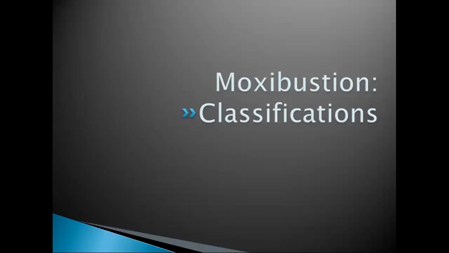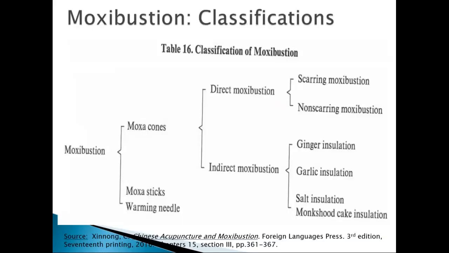So, moxibustion, you classify it in terms of techniques, no? We have the moxa cones, moxa sticks, and warming needle. For the moxa cones, you have direct and indirect moxa. For direct, you have scarring and non-scarring moxibustion. For indirect moxa, you have ginger insulation, garlic insulation, salt insulation, and monkshood cake insulation.